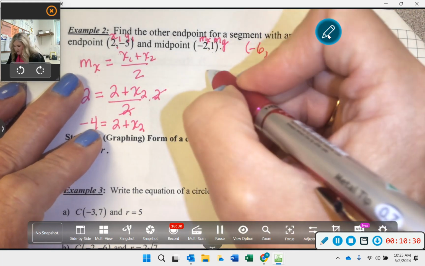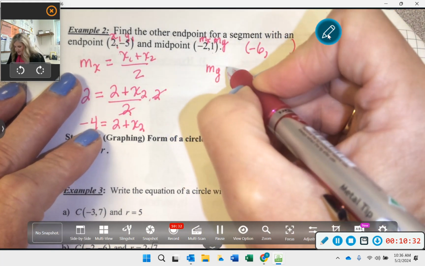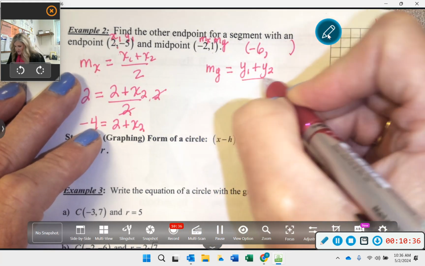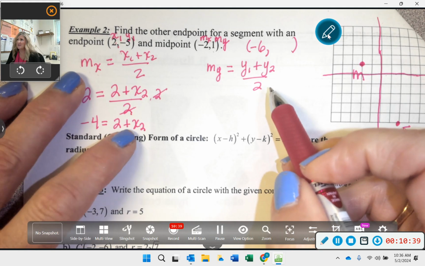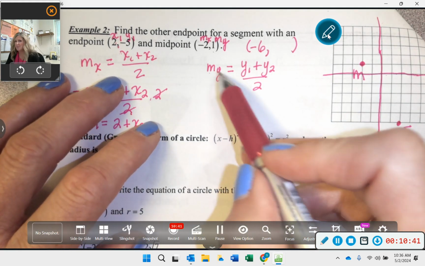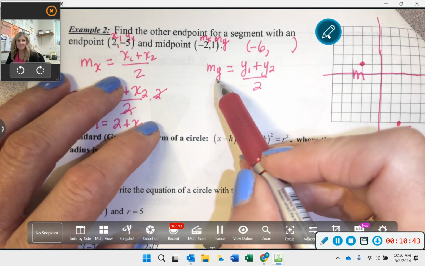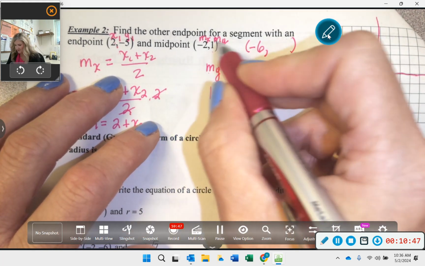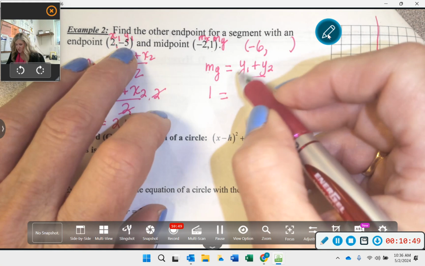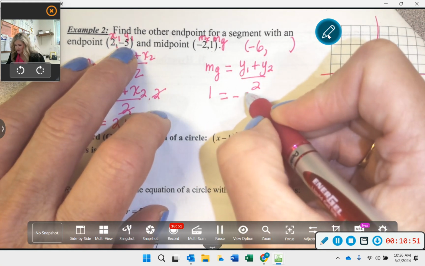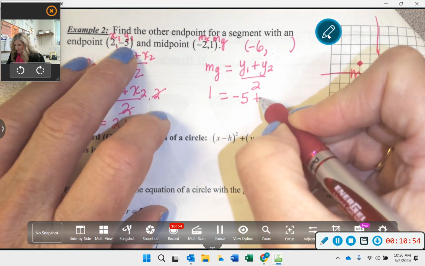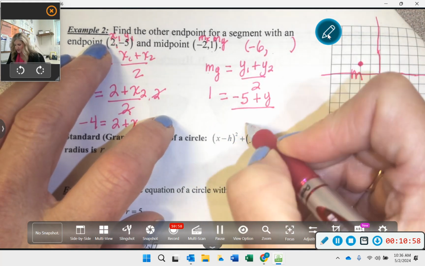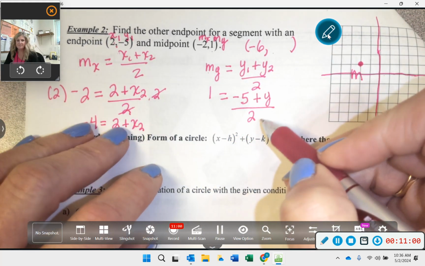Well, now I'm going to do the same thing. I want to find the other endpoint that's a y value. So I'm going to use this version of the formula. What is the midpoint value of the y? 1. Y midpoint value is 1. The first endpoint we were given was -5. I don't know the other one yet, so I'm just going to call it y. I don't have to call it y sub 2. That gets confusing. Divided by 2.